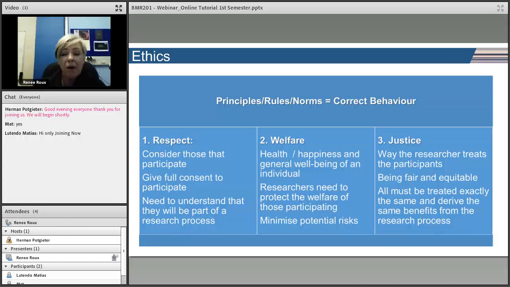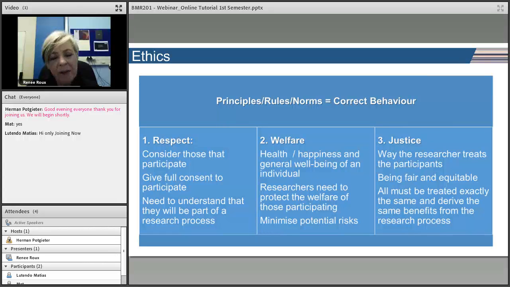The second part is the welfare. And it's the welfare of the individual that participates in this research. It's their health, their happiness, their general well-being. And it means that we need to protect that individual that participates. So we need to minimize the risks. It means that we cannot share their personal information.